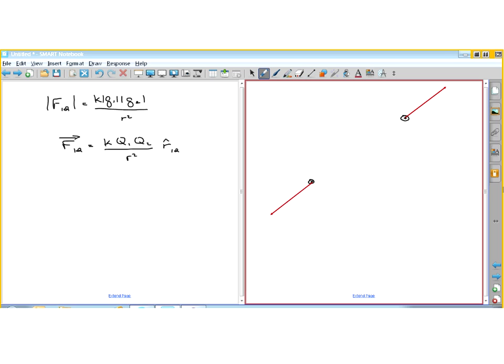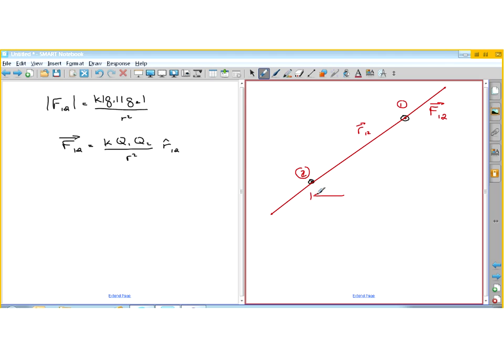This is charge 2. This is charge 1. So this vector is the force vector on charge 1 due to charge 2. Now this little R hat vector has the same direction. It's a position vector. This would be the position vector between the two. So we would call this R1,2. That's the vector.